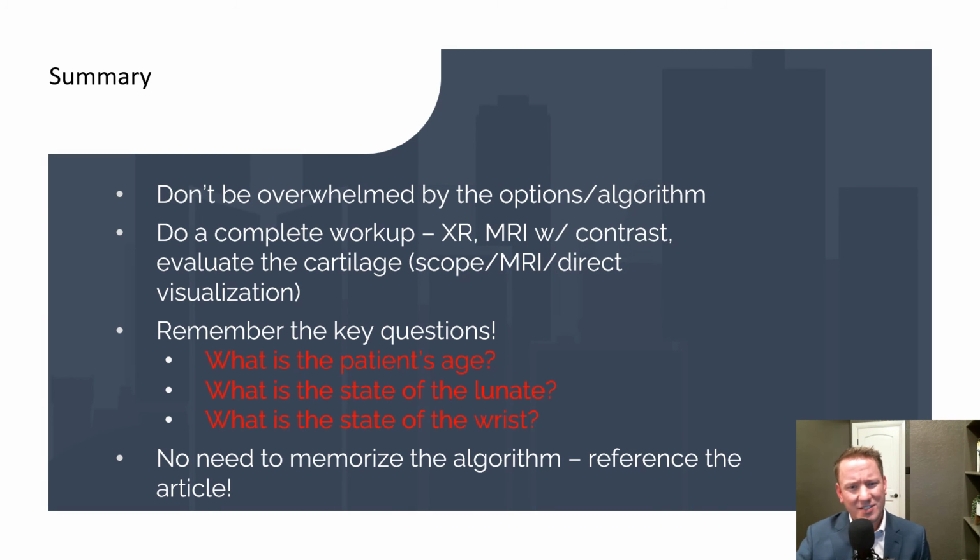To summarize, don't be overwhelmed by the numerous treatment options or the complicated treatment algorithm here. Do a complete workup on all these patients to include X-ray, MRI with contrast, and evaluation of the cartilage either through arthroscopy, MRI, or direct visualization intraoperatively. Remember the key questions. What's the patient's age? What's the state of the lunate? And what's the state of the wrist? And don't memorize this treatment algorithm. Reference the article, save Table 5, and reference it when you have these patients to help guide your decision making.